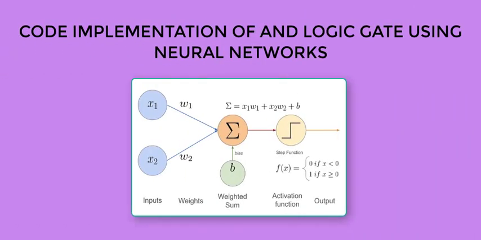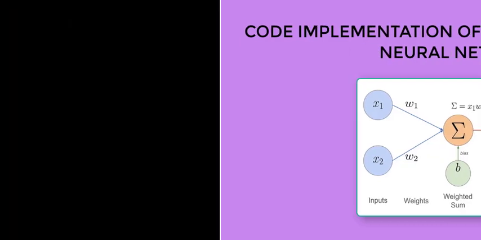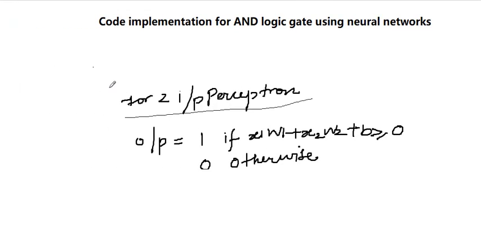Hi guys, now let's see the code implementation for AND logic gate using neural networks. As we saw in the lecture video for designing an AND logical gate using neural networks, for a two input perceptron, the output will be 1 if it satisfies this given condition. Otherwise it will be 0. Then we considered W1 to be 1, W2 to be 1, and the bias to be minus 1.5.